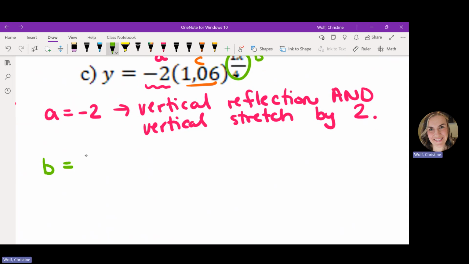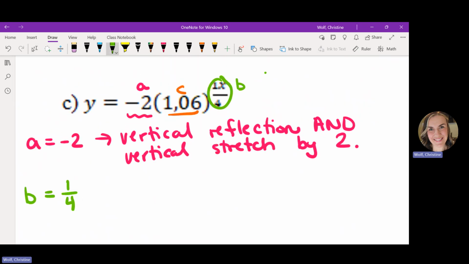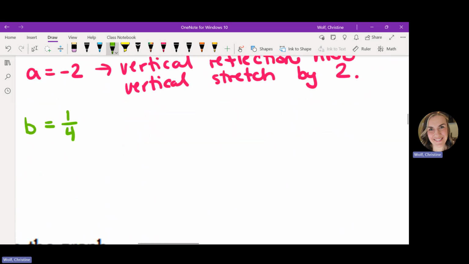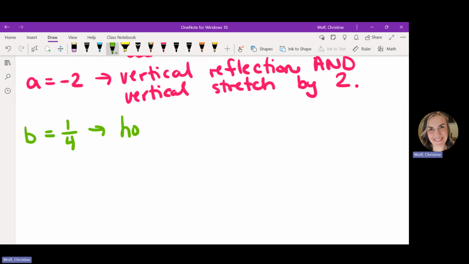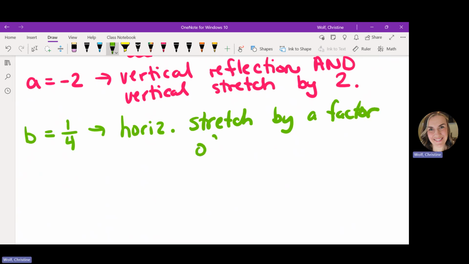Yeah, so my B value in the equation is actually 1/4. It's like this is 1/4 times X. That's the same thing. So I see a number in front of X, it's 1/4. B represents horizontal stretches. So that's a horizontal stretch by a factor of what? 4, right? You've got to flip that B. We would actually become quadruple the size if we stretch horizontally.